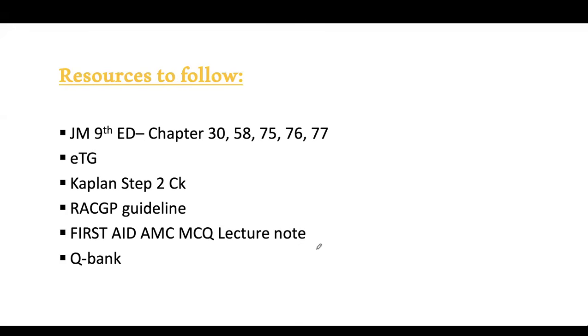For cardiology theory, your main book should be John Murtagh 9th edition. In John Murtagh 9th edition, we have chapters 30, 58, 75, 76, 77. These are all the important chapters for cardiology from John Murtagh 9th edition. We follow a lot from Therapeutic Guidelines. A lot of things are not updated in John Murtagh, but Therapeutic Guidelines is quite updated. So we will follow a lot of things from Therapeutic Guidelines today.